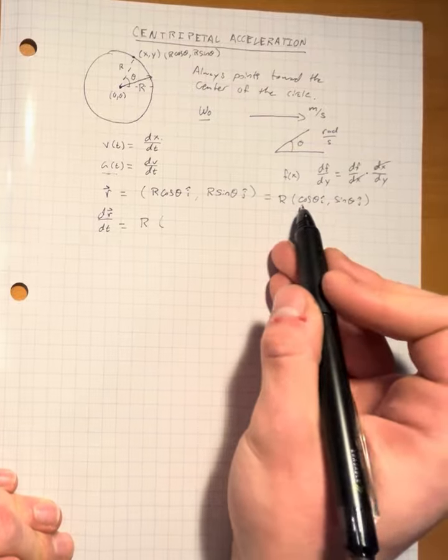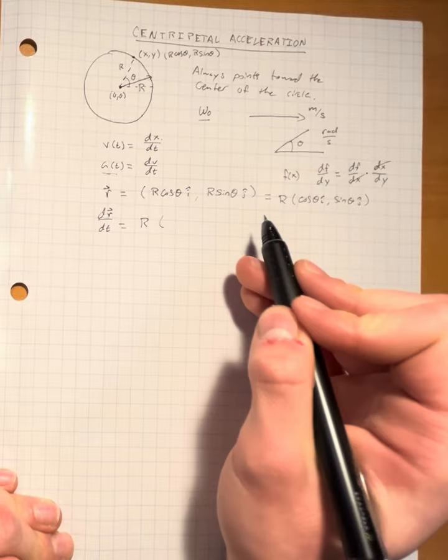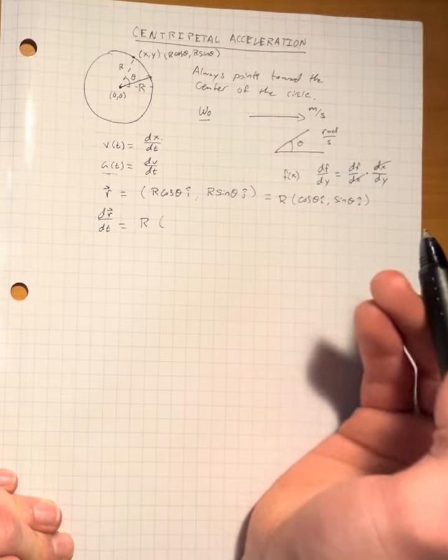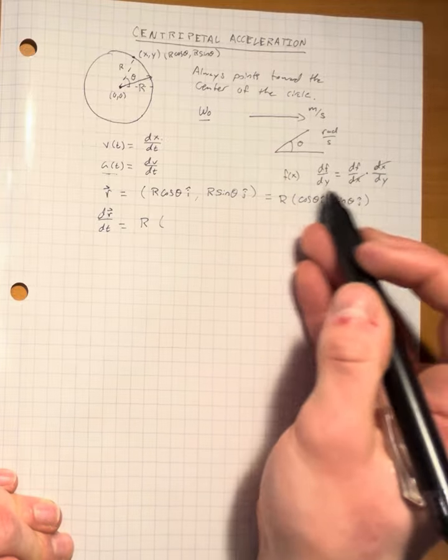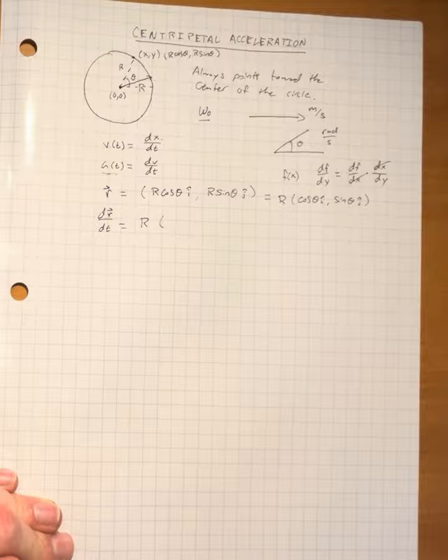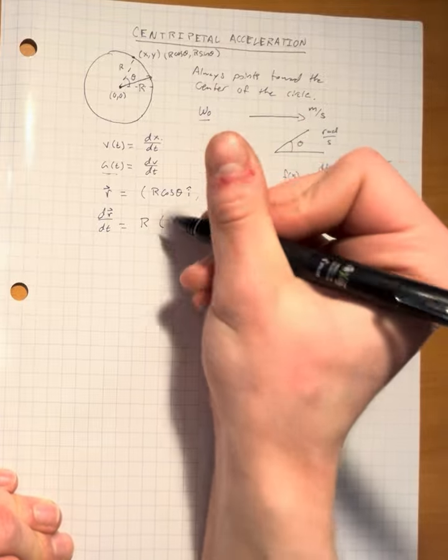So I'm going to have to derive cosine theta with respect to theta first, and then multiply it with the derivative of theta with respect to time to do the chain rule. So the derivative of cosine theta with respect to theta is negative sine theta.